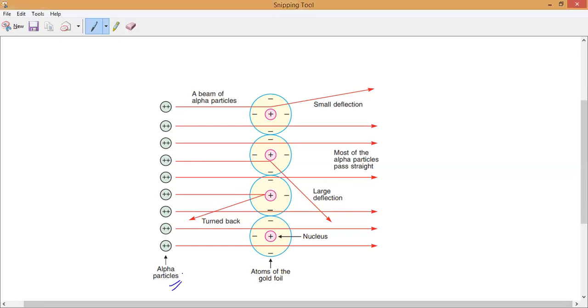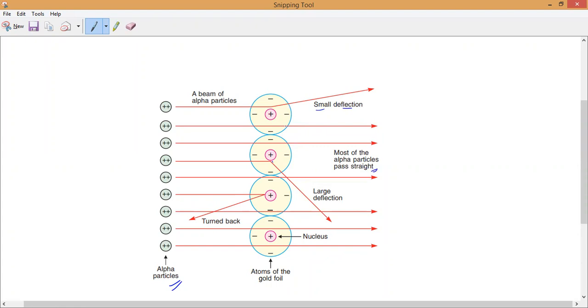Alpha particles. Now, if you notice it very carefully here, very few particles are showing the large deflection. Have you noticed it here, the large deflection? Yes or no? Next, very few particles are showing the small deflection.